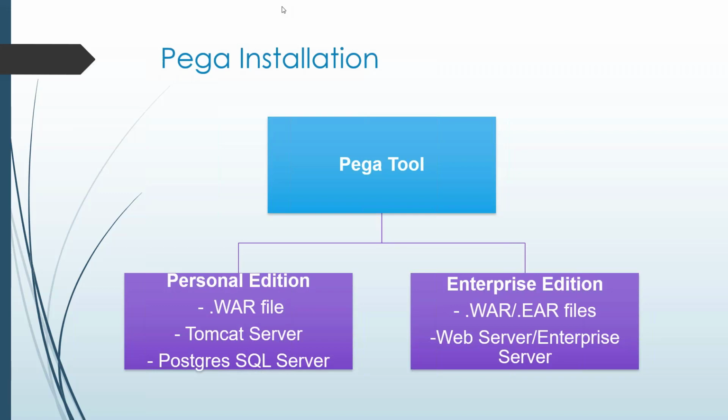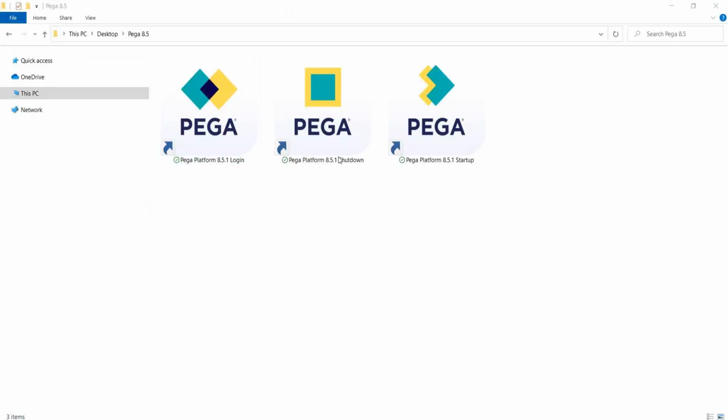Right. So you will get to see these three icons on your screen: Pega 8.5 login, shutdown, and start. Three shortcuts will be available on the screen. Each time you have to work on your personal edition, you need to start your server first.